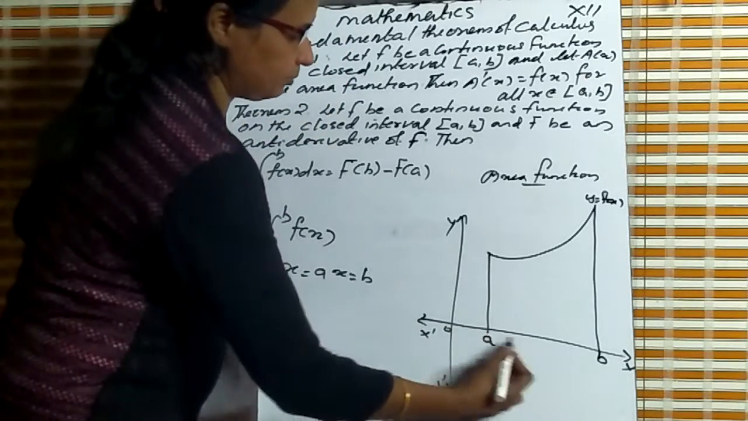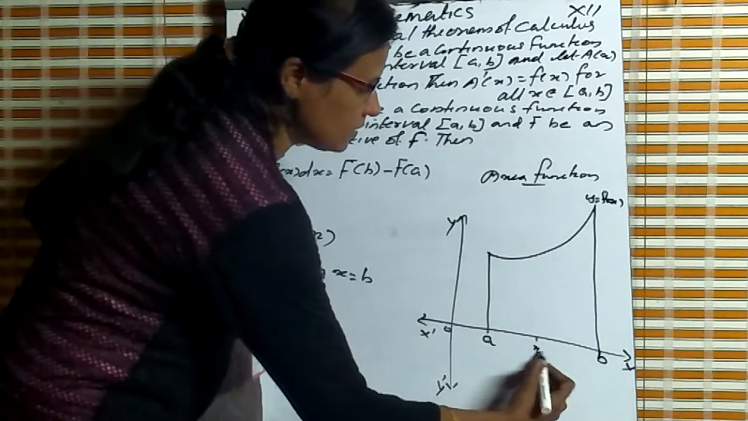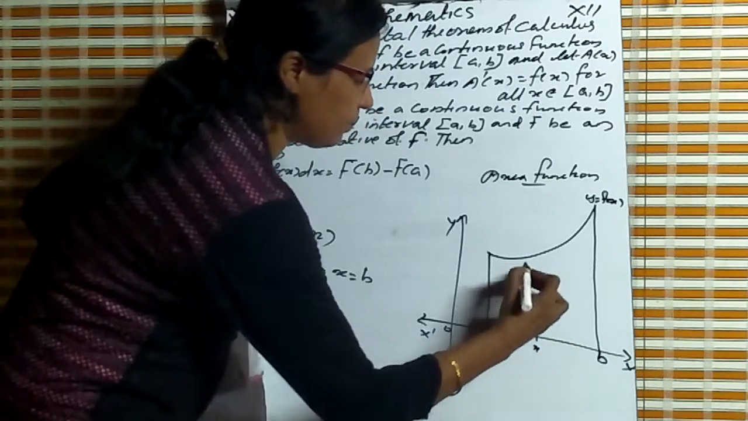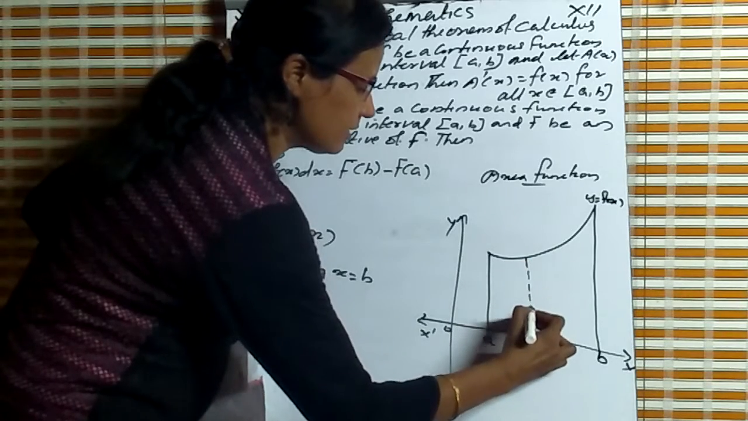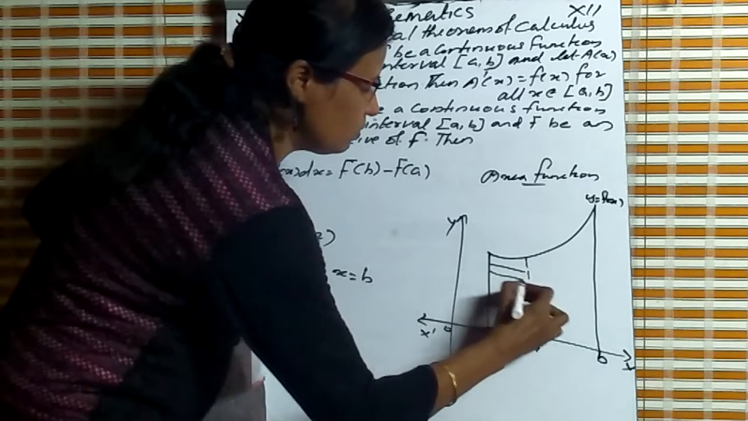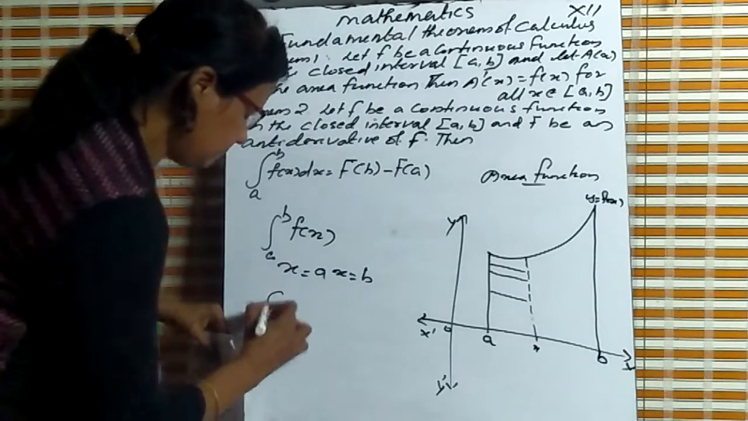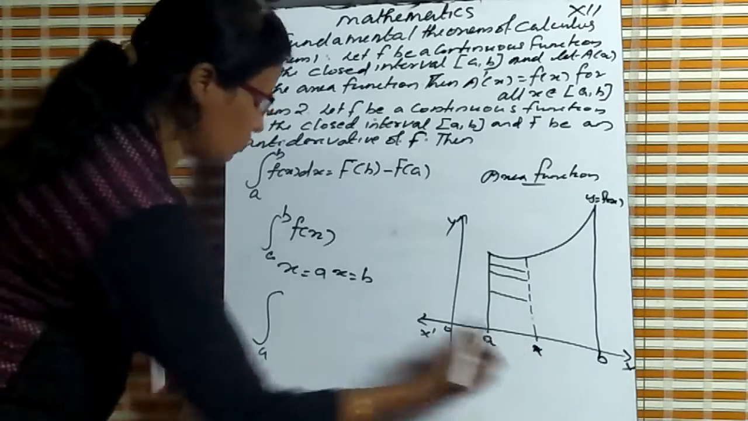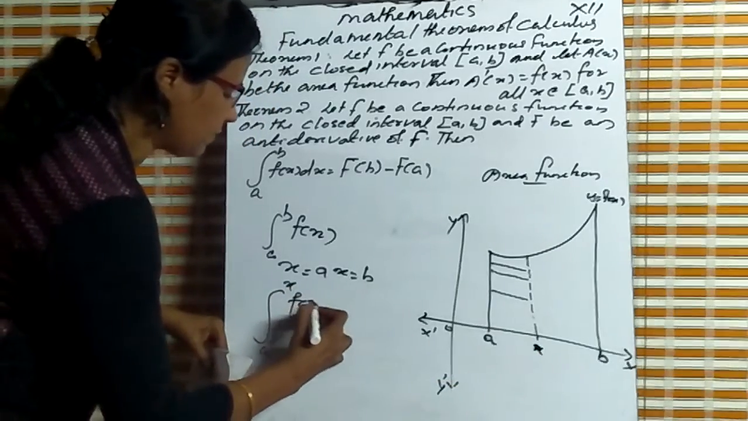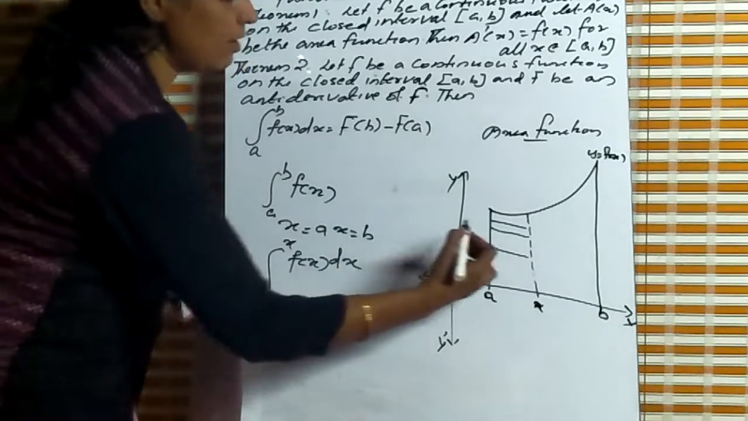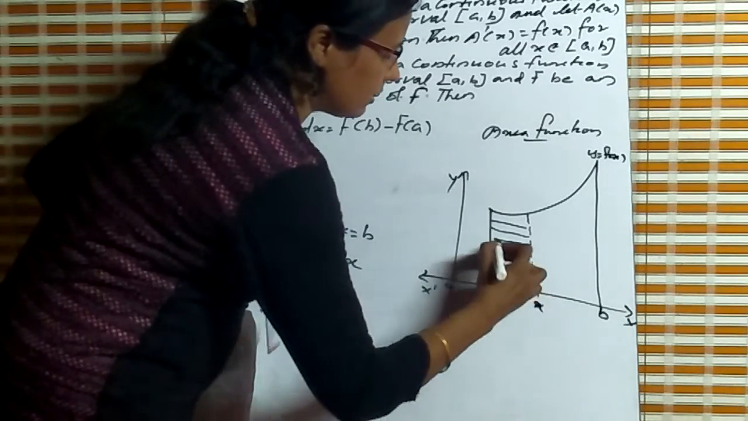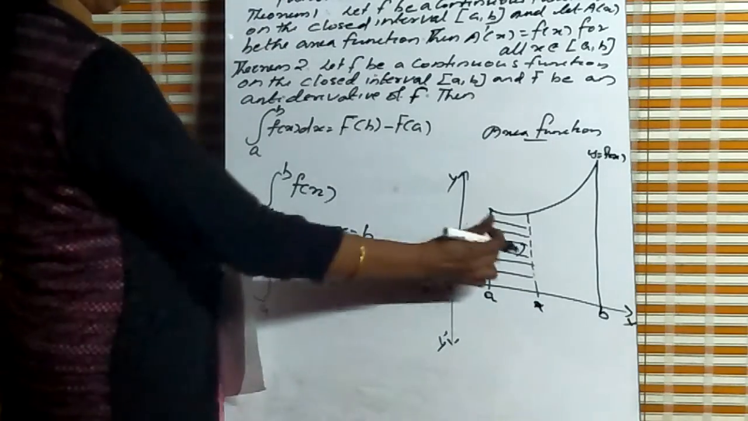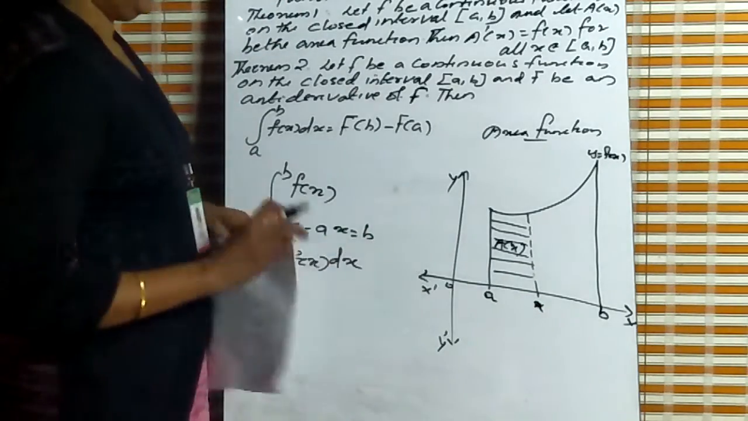Now we take a point x on this closed interval [a, b]. The integral from a to x of f(x) dx, where we take a point x on the interval [a, b], is the area function and it is represented by A(x). The integral from a to x of f(x) dx is the area function. It is represented by A(x).